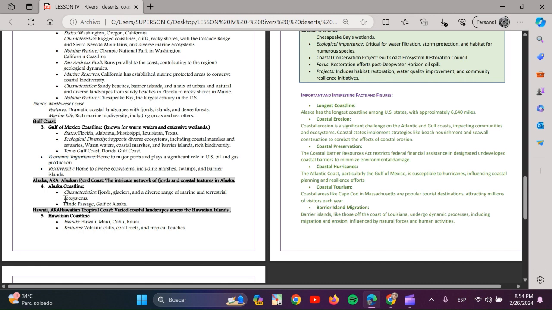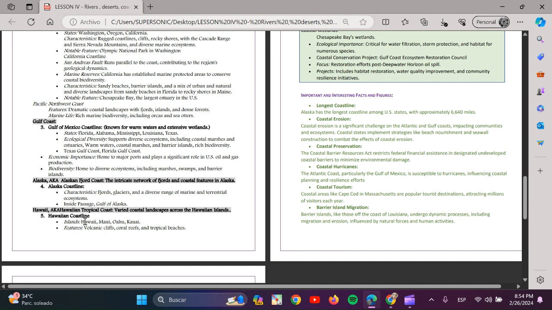Then we have Alaska, aka Alaska Fjord Coast, the intricate network of fjords as a coastal feature in Alaska. They have fjords, glaciers, and a diverse range of marine and terrestrial systems, like the Inside Passage and Gulf of Alaska.